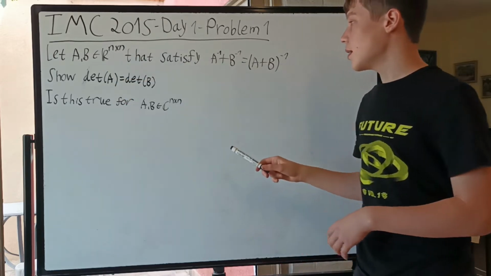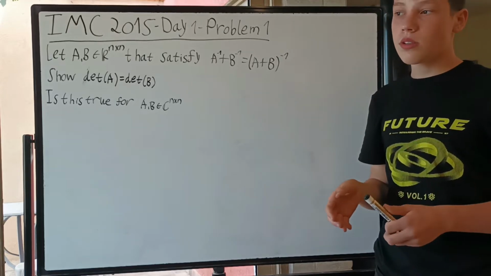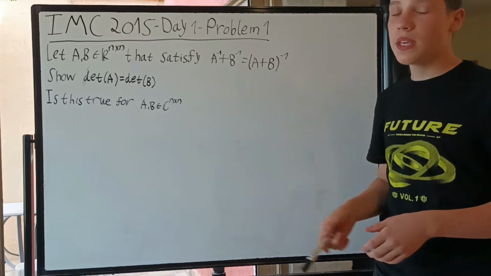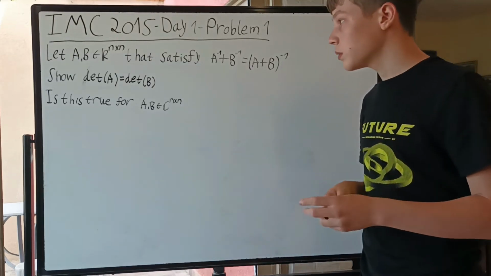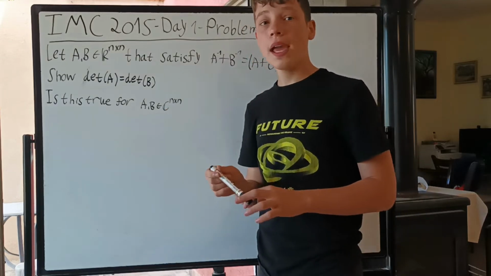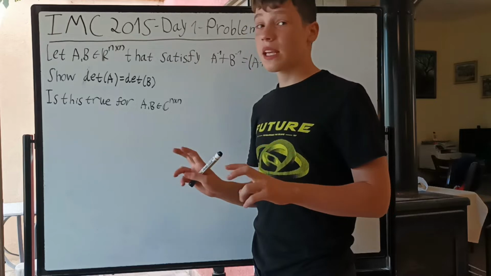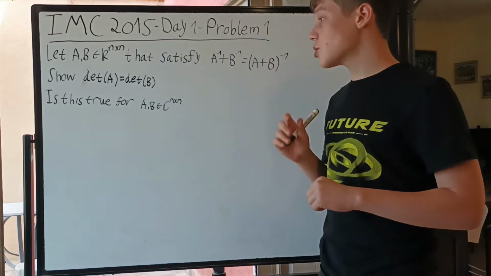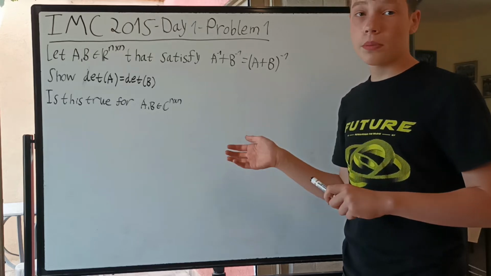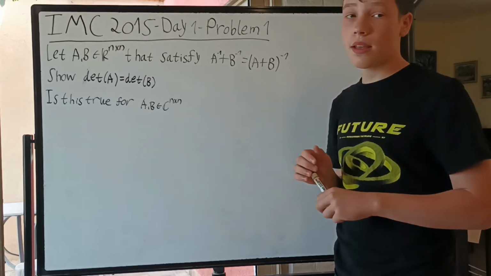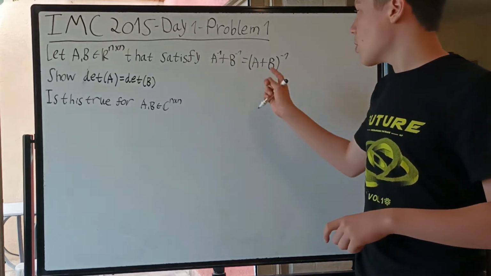That satisfy A inverse plus B inverse is A plus B all inverse. Now, I should mention, of course, A and B and A plus B are all invertible matrices. Show that the determinant of A is the determinant of B. And then a second part of the question: is this true for A and B that have complex entries and are of size n by n? So let's begin.